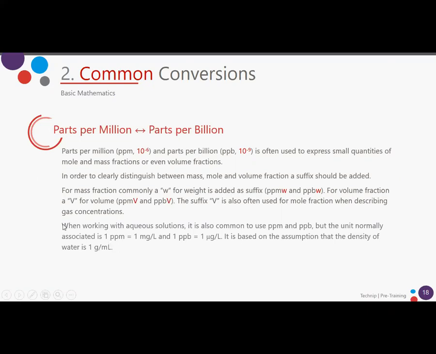When working with aqueous solutions, it is also common to use ppm or ppb, but the unit normally associated is: 1 ppm is equal to 1 milligram per liter, or 1 ppb is equal to 1 microgram per liter. This is based on the assumption that the density of water is 1 gram per milliliter.